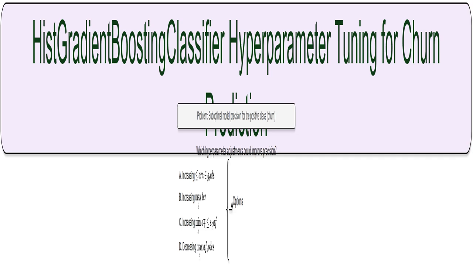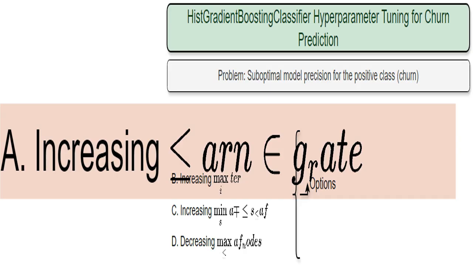I'm essentially trying to fine-tune the model to make its positive predictions more trustworthy. This is a common task in machine learning, adjusting settings to enhance a model's performance. Increasing MINSAMPLESLEAF means I'm requiring more data points at each leaf node of a decision tree in the model.